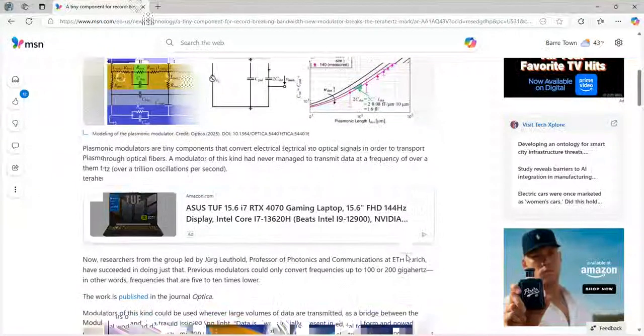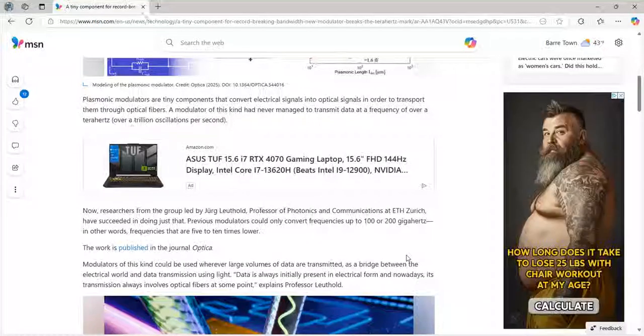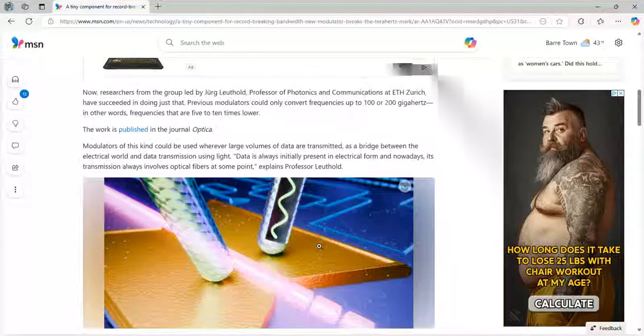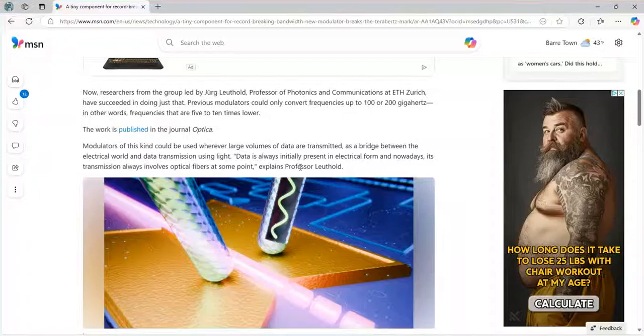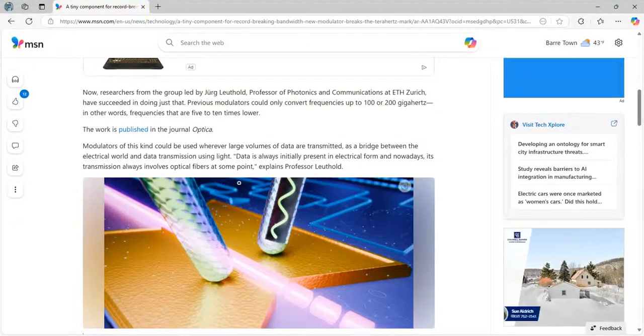Now, research from the group led by Jörg Leithold, professor of photonics and communications at ETH Zurich, have succeeded in doing just that. Previous modulators could only convert frequency up to 100 to 200 gigahertz. In other words, the frequencies that are 5 to 10 times lower. Now, the work is published in the journal Optica. Modulators of this kind can be used wherever large volumes of data are transmitted as a bridge between the electrical world and data transmission using light. Data is always initially present in electrical form, and nowadays its transmission always involves optical fibers at some point.